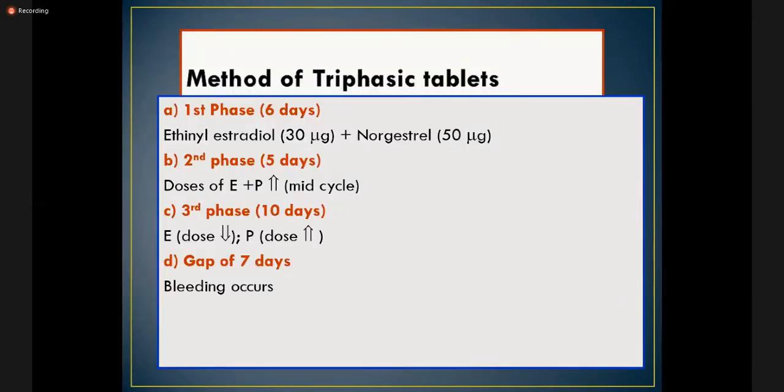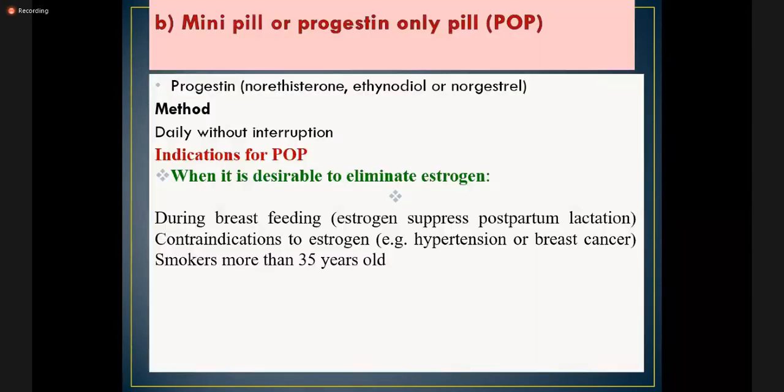Method of triphasic tablets: in the first phase, ethinyl estradiol plus norgestrel in almost equal concentration. In the second phase, the doses of estrogen and progestin increase. In the third phase, the dose of estrogen is decreased and the dose of progestin is increased to maintain the bleeding. After the gap of 7 days, bleeding will occur, maintaining normal menstrual bleeding.